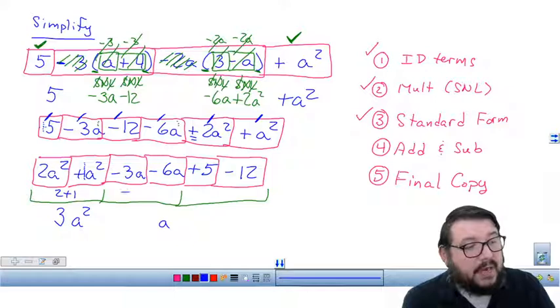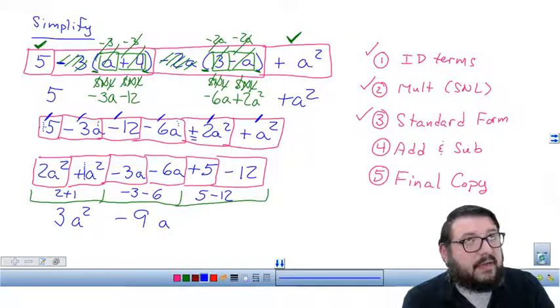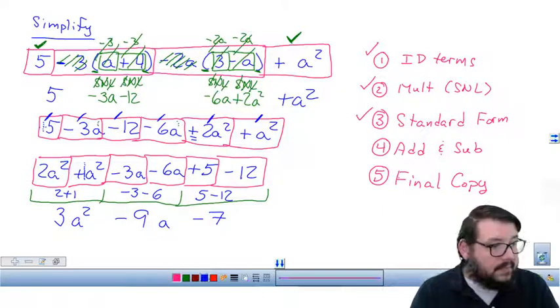My A group would be -3 minus 6, which is -9. And my constant group would be +5 minus 12. 5 minus 12 is -7. My adding and subtracting is done.